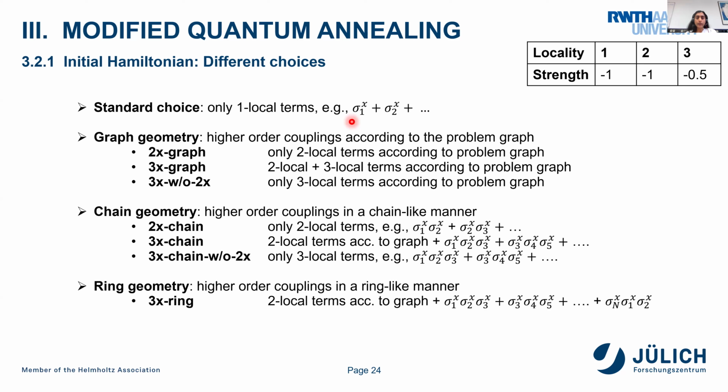I would not go into all the details of these results, but I would just like to briefly comment about the role of the geometries in which these higher order couplings are added. In this work, we studied 3 kinds of geometries: the graph geometry, where these higher order coupling terms were added according to the graph of the problem Hamiltonian, or the chain or the ring geometry, where they were independent of the graph and added in a chain geometry or a ring geometry.